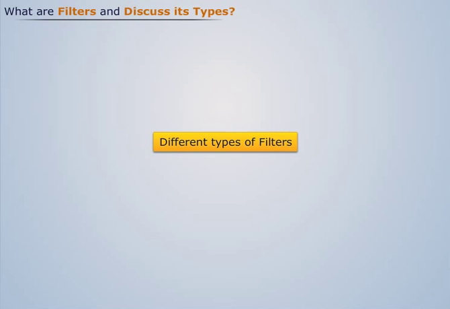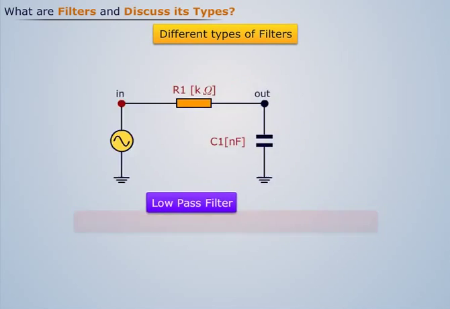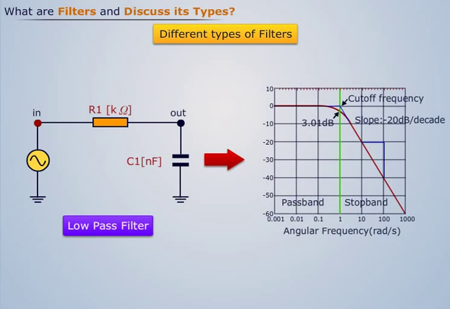Now moving towards different types of filter. Low-pass filters are the filters which pass only frequencies less than the cutoff frequency. In a low-pass filter circuit, resistance is in series with source voltage and the capacitor is in parallel with source voltage.